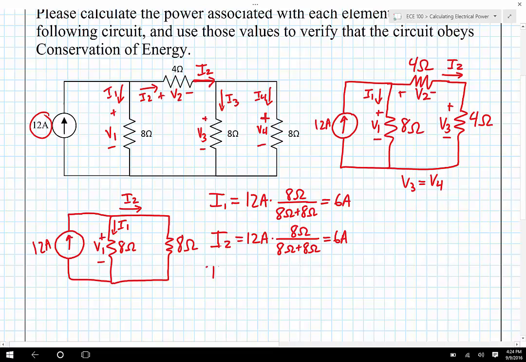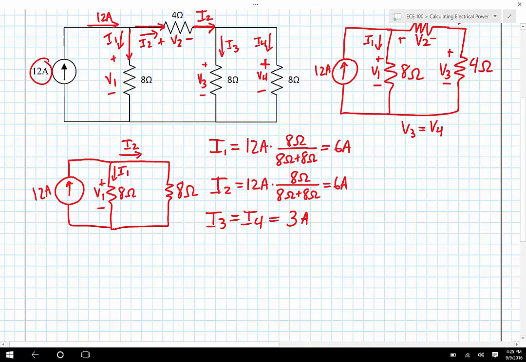So therefore, I can say that I3 is equal to I4, which is equal to 6 amps divided by 2, which is 3 amps. So it's very interesting what's happening in this circuit. The 12 amp source is sending 12 amps into this branch, and then half of that 12 amps is going downward. So 6 amps is going down, and the other half is going to the right. And then that 6 amps gets further divided by 2 into I3 and I4. It's just a little interesting aside. It's not part of what we were asked to find in this problem, but it is an interesting little observation.